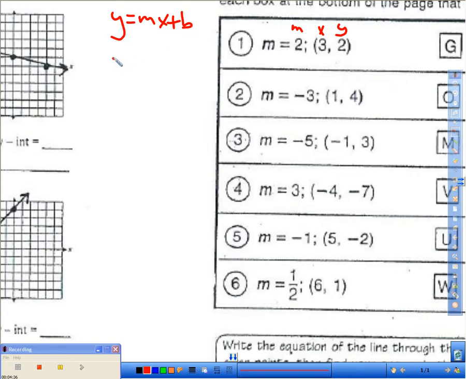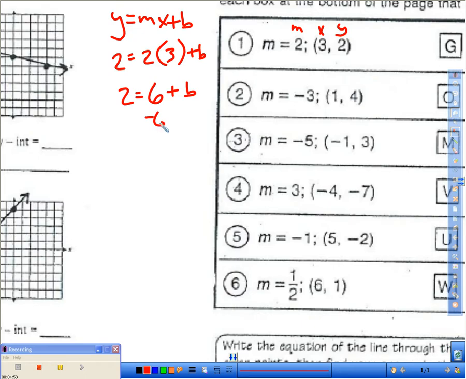So instead of y, we'll put in 2. Instead of m, we'll put in 2. Instead of x, we'll put in 3, and then plus b. So we can solve that equation now for b. Well, 2 times 3 is 6, so 2 equals 6 plus b.